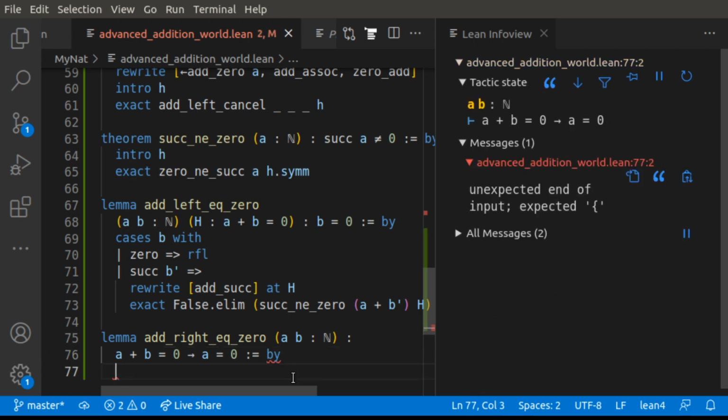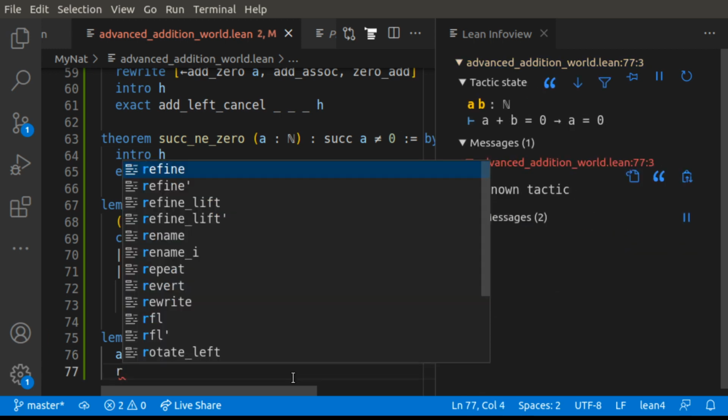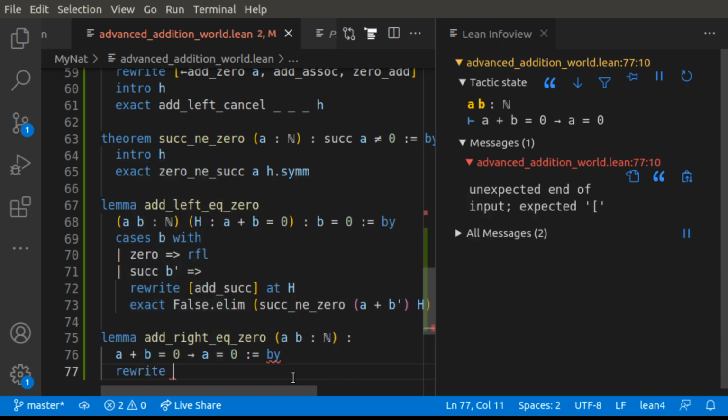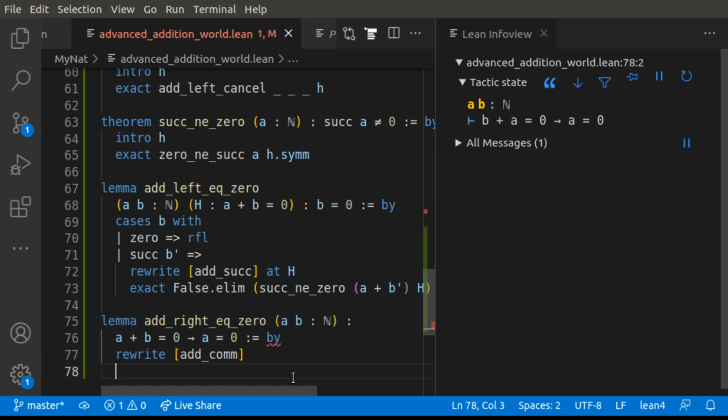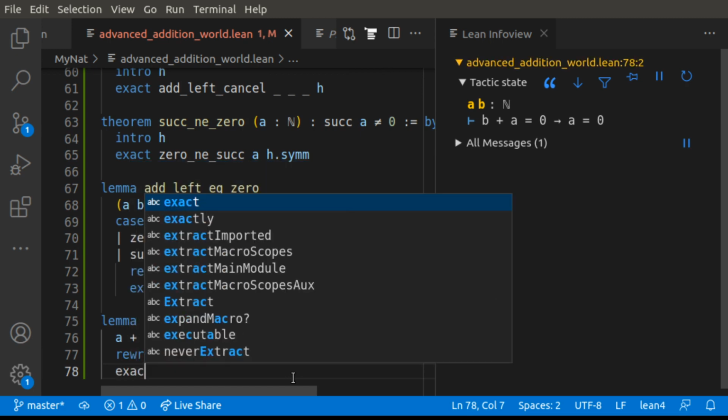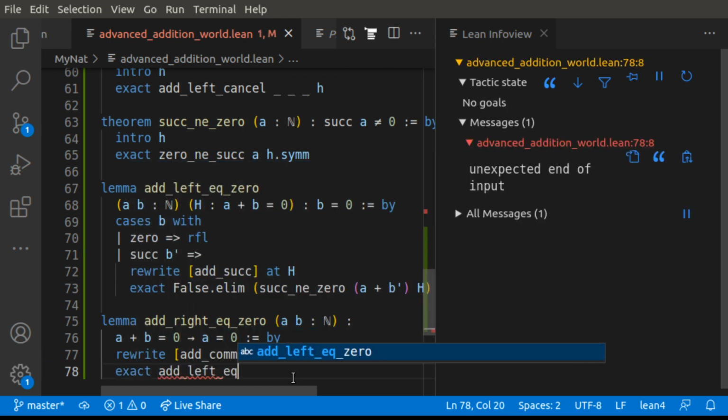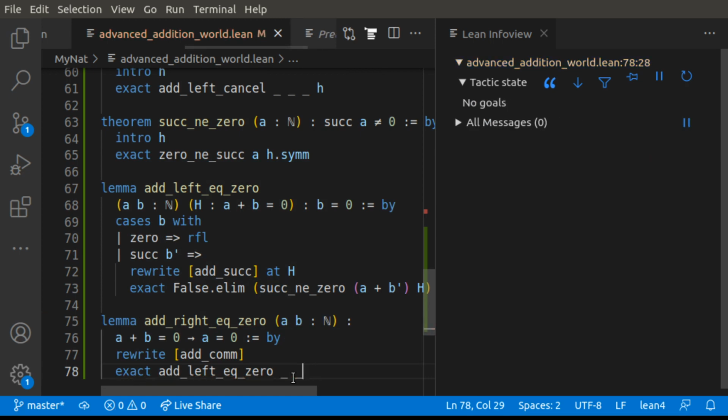Well, this is easy, we just rewrite add commutative, and then we can exact add left equals 0. Great, that was easy.